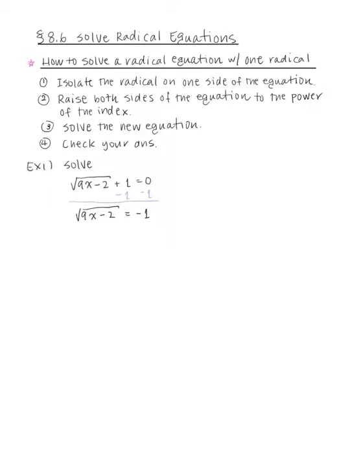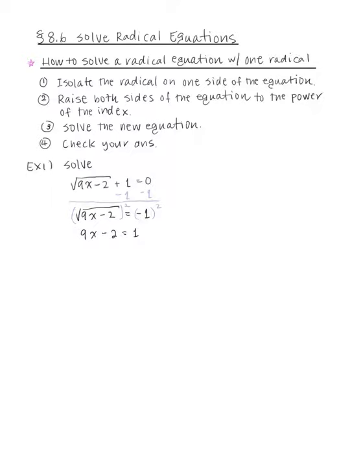Next step is raise both sides of the equation to the power of the index, meaning since we're given the square root, we need to get rid of that square root in order for us to solve for x. So what we need to do is raise both sides to the power of 2 because we're given the square root. So, I'm going to raise both sides to the second power. Then what do we get? Square root and 2 are going to cancel each other out. So we got 9x minus 2 equals negative 1 whole quantity squared, which is 1.